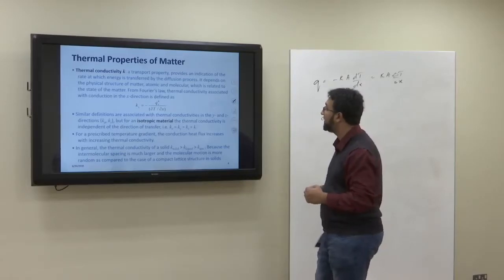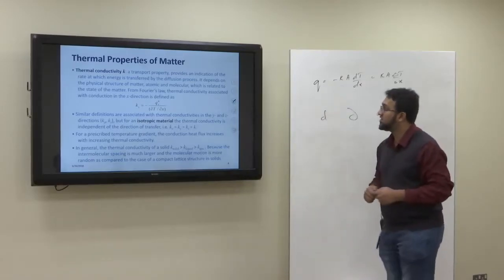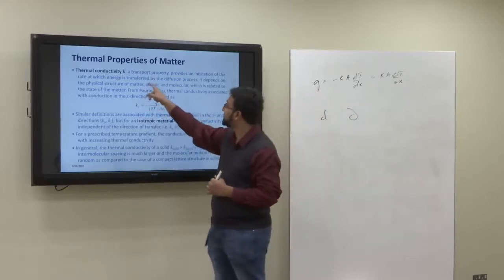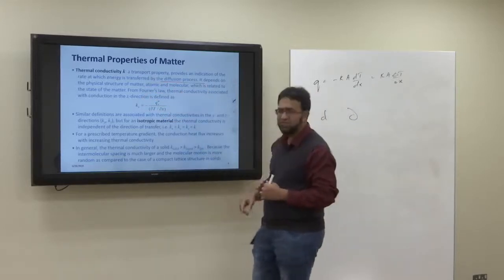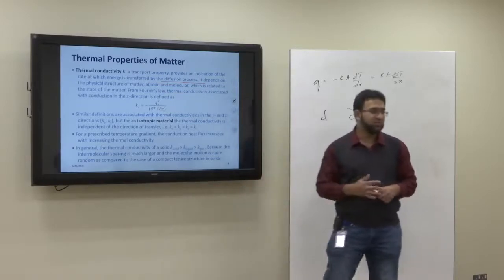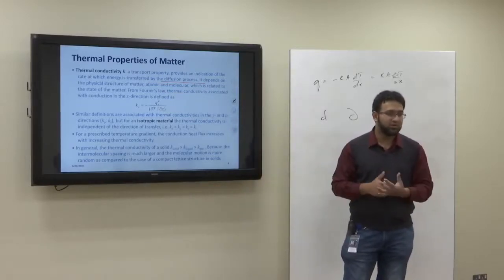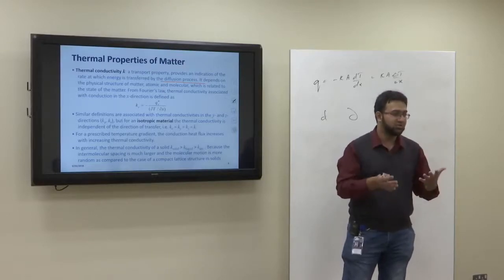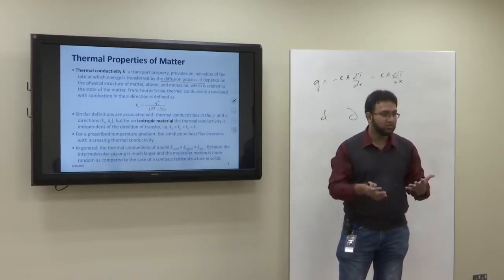Now K, thermal conductivity, is a transport property. It provides an indication of the rate at which energy is transferred by the diffusion process. So physically, what does K mean? Physically K is a transport property. What is it transporting? It's transporting energy, transporting heat.